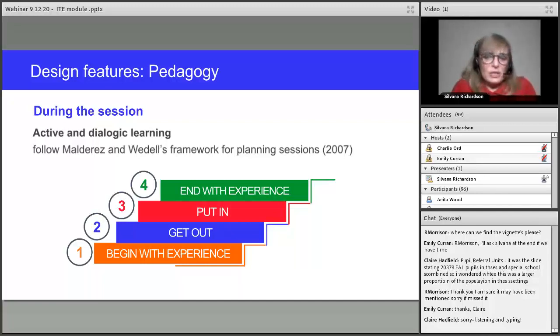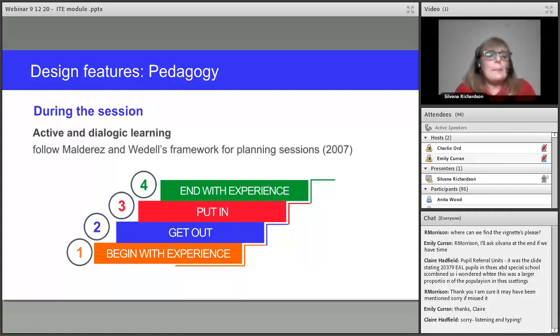We have tried as much as we possibly could to loosely follow Angie Maldres and Martin Weddle's framework for planning lessons. Now, we couldn't fit it in absolutely everywhere. I'm going to tell you a little bit about it in a second. But I think we managed to do a better job of this with a 3-hour session just because we had more time. So there is a little bit of this in the hour session, but we were constrained.